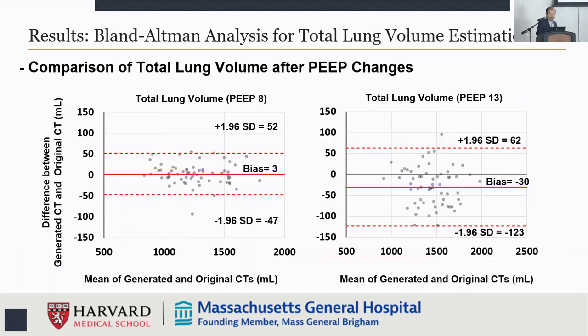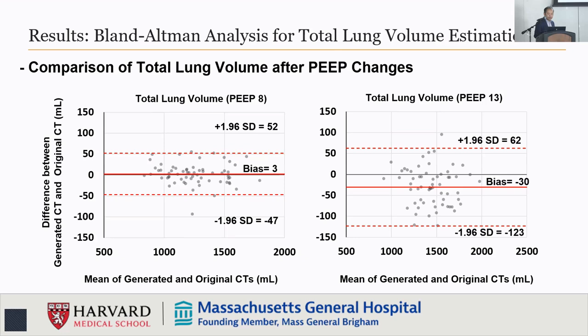What's interesting is that with the different pressures, when the pressure increases, our method starts to introduce some bias in the mean between the generated total lung volume and the original ground truth total lung volume. I think there is still some work we should do for this case. We have a new method that we hope can correct this problem.